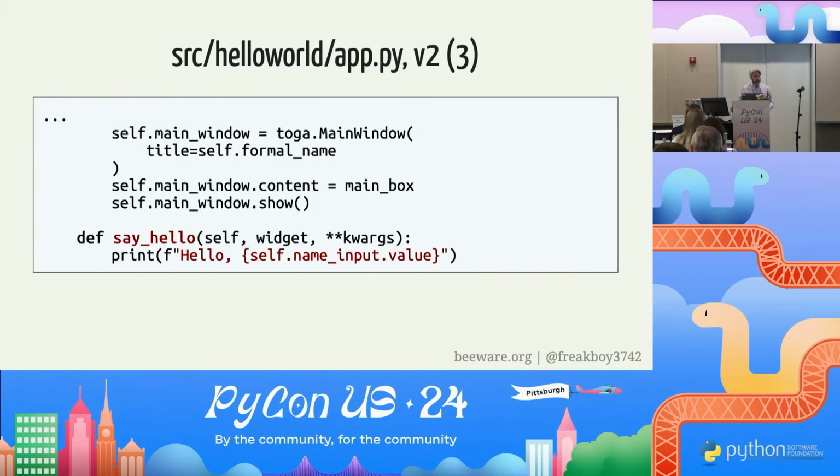Then, as before, we define ourselves a main window. We set the content of that main window, and we show the window. Okay. Last of all, we define our say hello handler. Okay. This is the function that's going to be invoked whenever the button is pushed. For now, we'll just read the value of the input and print it to the console. Nothing fancy, but it's something we can demonstrate the button's actually doing something.